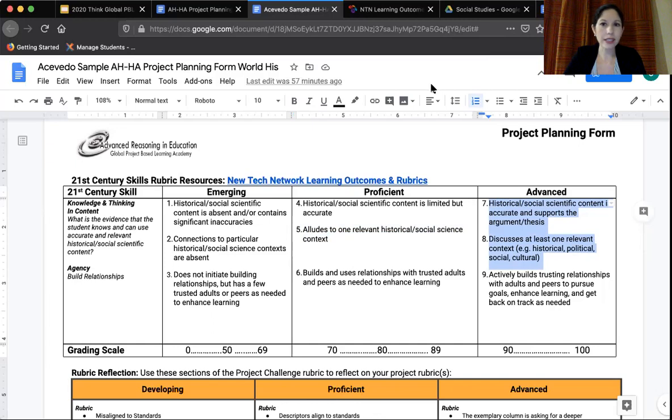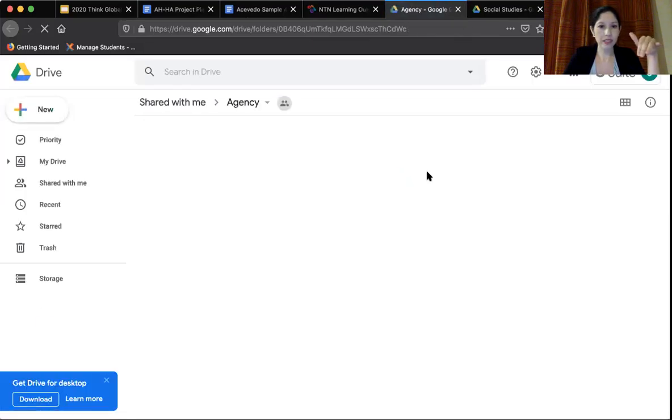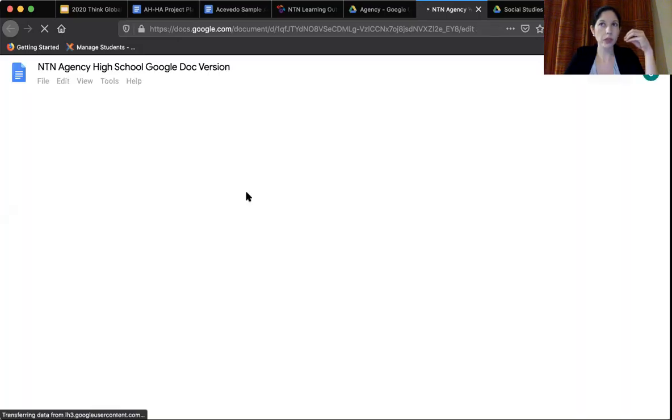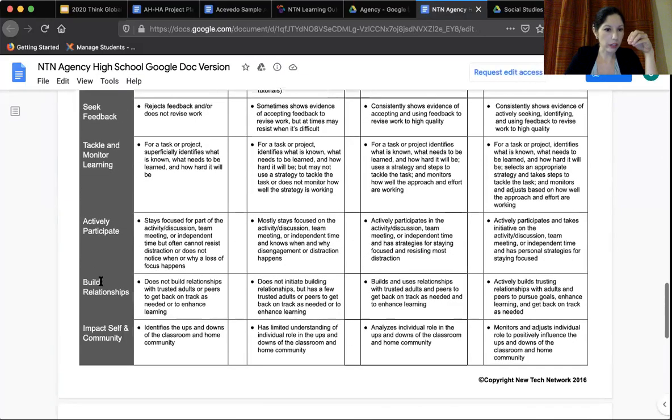And then for agency, I did the same thing. I just went up here to the network rubrics, and then here's agency, and that for secondary brought up a rubric with also many, many, many rows. Let's go into here. I picked the high school one, and there's a middle school version. So for the high school one, I read through all the rows, and the one that I really felt applied to this project was about building relationships, not just with a friend, but building relationships in the school community. And so here it is, build relationships. So I pulled these 3 columns from that one.